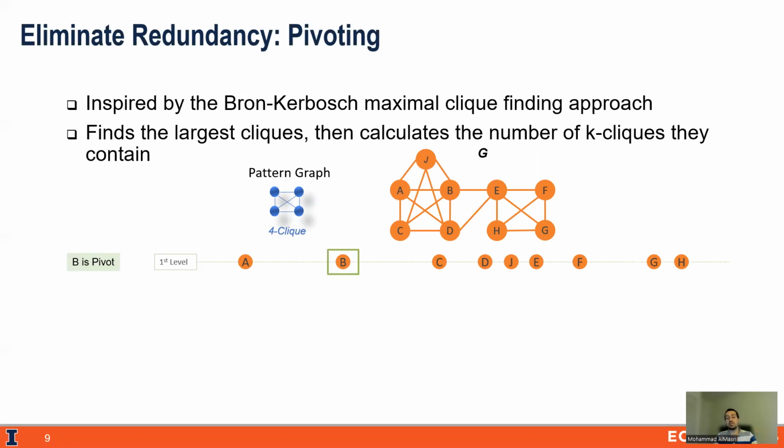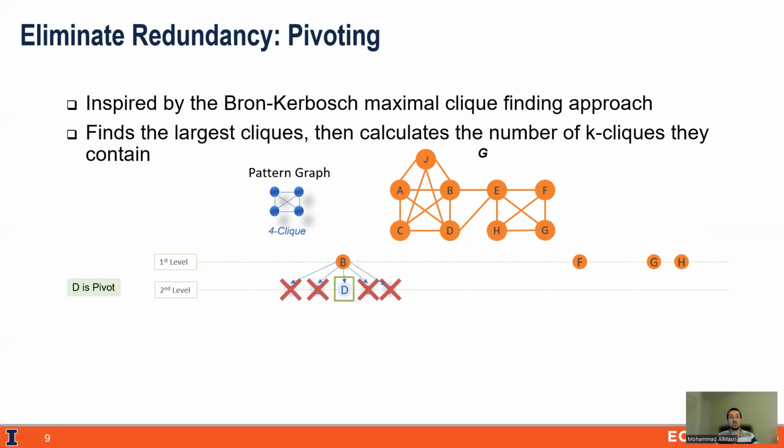Usually this pivot vertex has the highest degree or the highest number of common neighbors with its parents. So in this case, it's B. We eliminate all its neighbors since they will be reached by the pivot vertex in the subsequent levels, exactly as I'm showing in level 2.